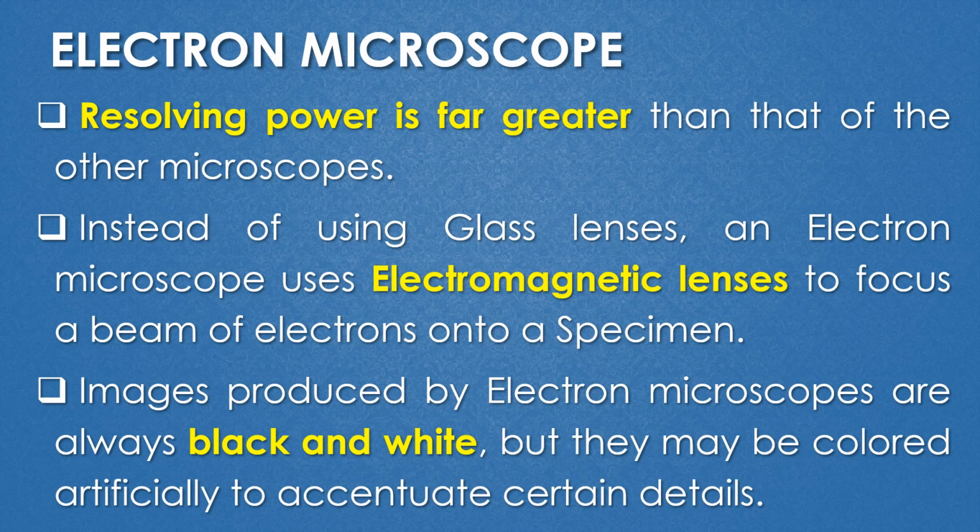In the electron microscope, the produced images are black and white, but they may be colored artificially to accentuate certain details. Basically, the image produced by the electron microscope is black and white.